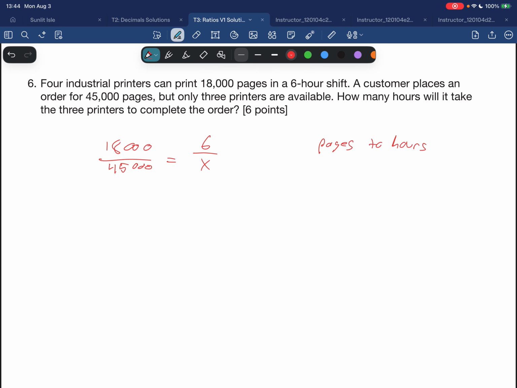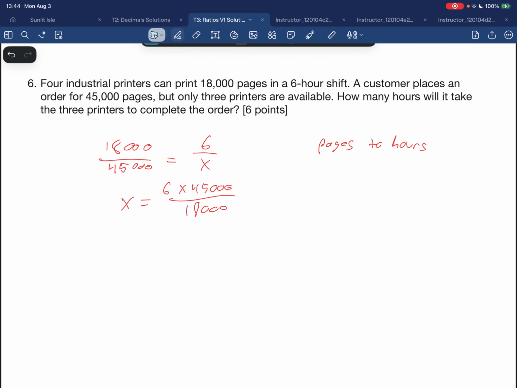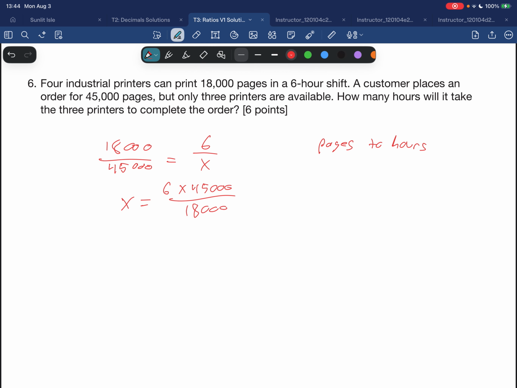The reason I didn't bother putting the x in the top is because, for whatever reason, I like just putting the numbers that I see first in the question on top. So 18,000's on top. That's how I decided. So rearranging this, I get x equals 6 times 45,000 over 18,000. That's a bit better. X equals 15. This is hours.